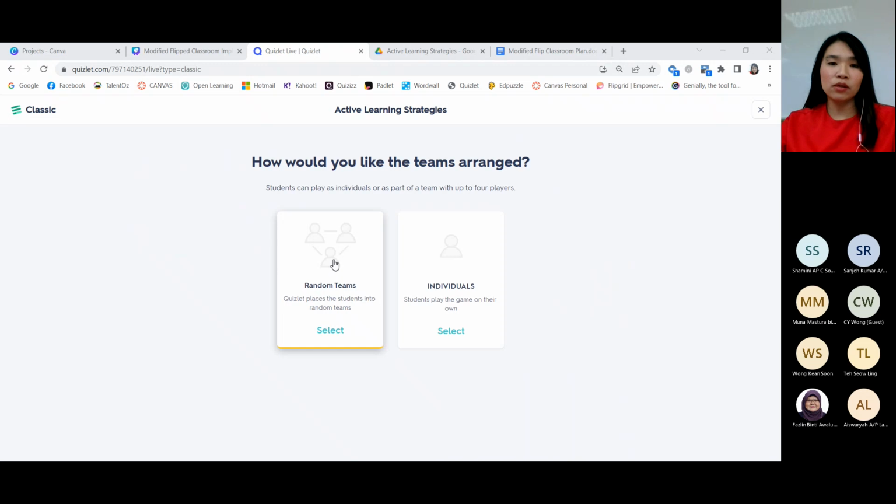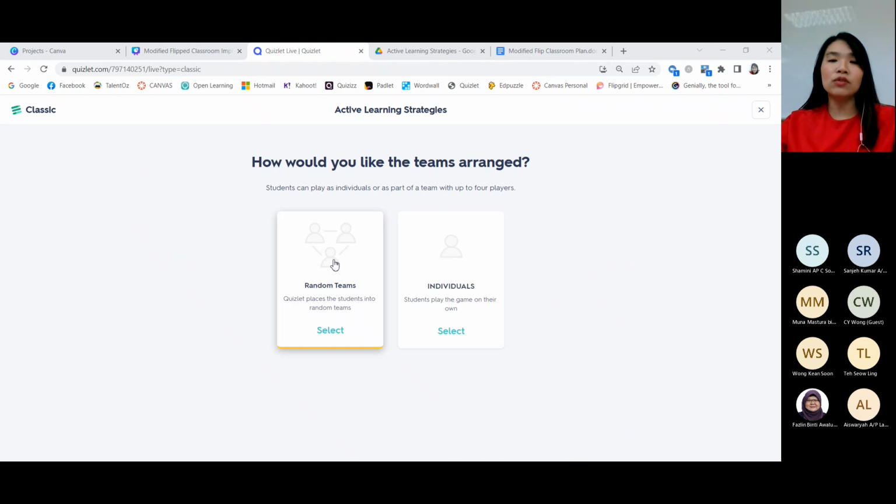If you click random teams, the system will automatically assign the students to different groups, and their names will be displayed on the screen. They need to look at the screen and find their teammates to sit together, because the answers will appear on either one of the teammates' phones. So they need to put their phones together, because when the question appears, the answer might be on student A's phone, student B's, or student C's phone.